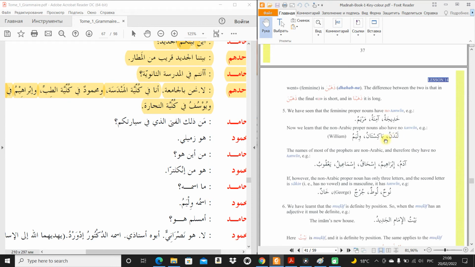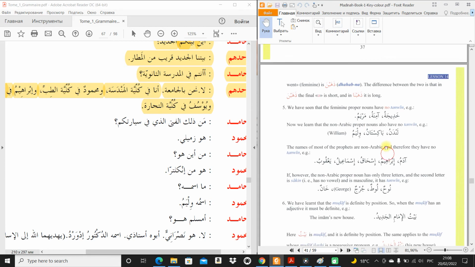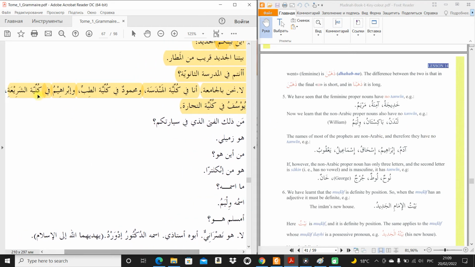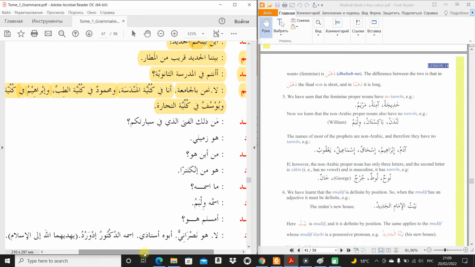But anyways, Williamu. It doesn't take tanween because it's a non-Arabic proper noun. And the names of most of the prophets are non-Arabic, and therefore they have no tanween. That's why Ibrahim and Yusuf, they take no tanween. If you recite the Quran, you will see that these names never take tanween. وإبراهيم وإسماعيل. You see? So they don't take tanween. If you recite Quran, you will see.